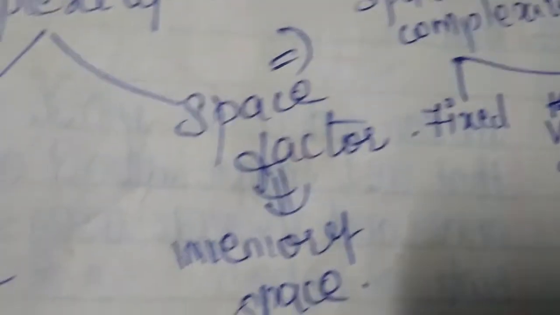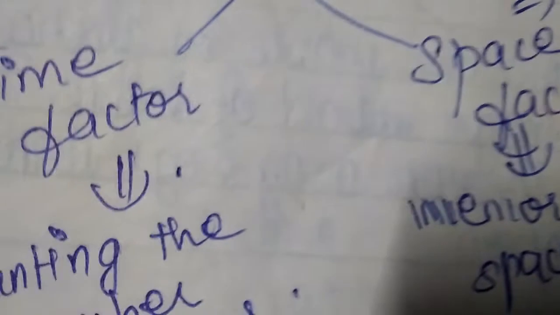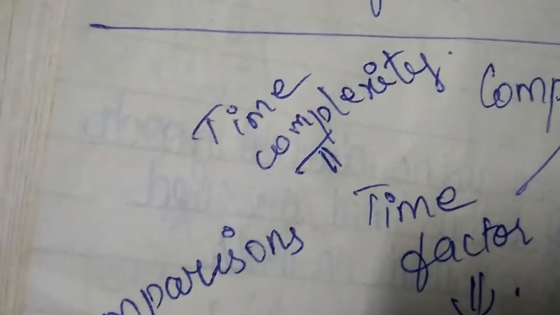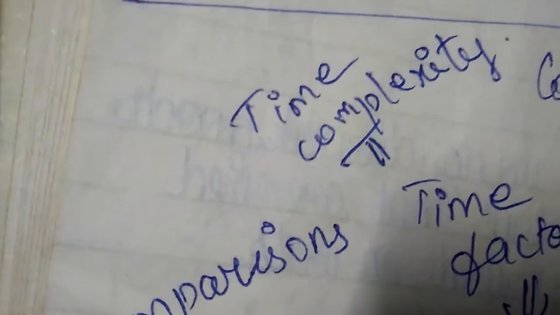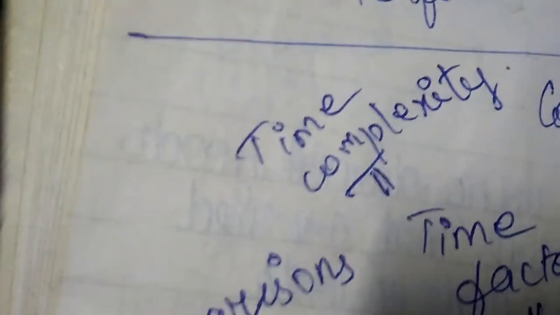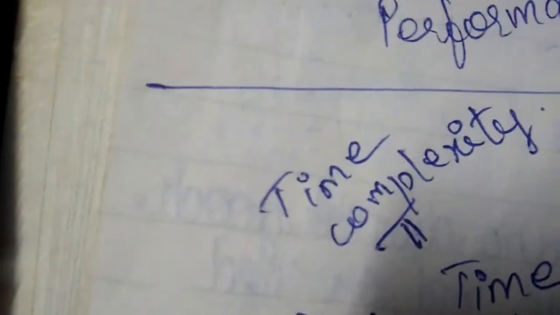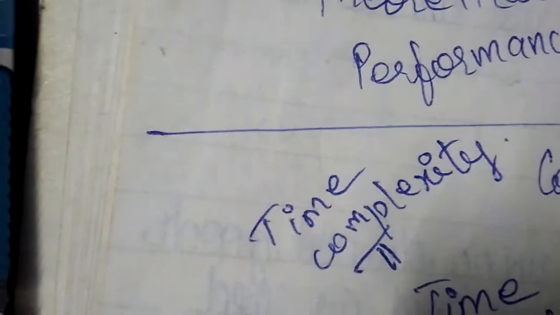And here we have another two problems. One is time complexity. In this time complexity, we are going to have the number of steps taken by the algorithm to complete the process. The number of steps taken by the algorithm to complete the process is time complexity. Here I am coming to the next, space complexity.